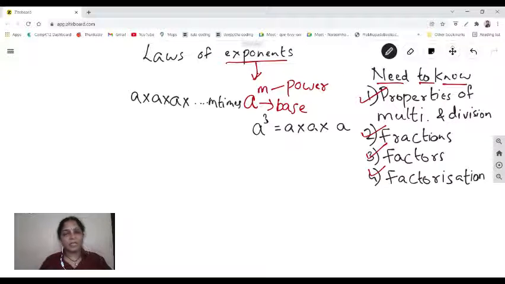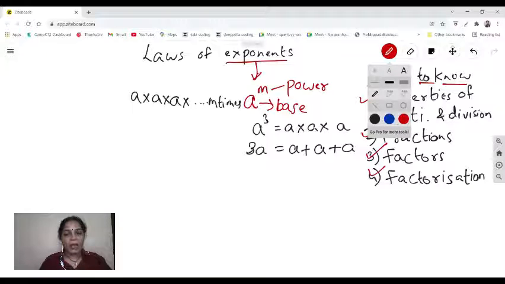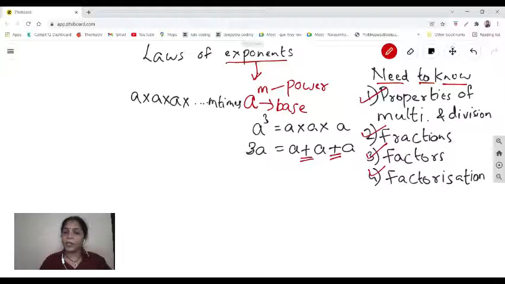The common misunderstanding of children is they don't know the difference between a to the power of 3 and 3a. Okay? What is the difference between a to the power of 3 and 3a? 3a means a is added 3 times. A is added 3 times. A to the power of 3 means a is multiplied 3 times. This is a common misunderstanding children have.